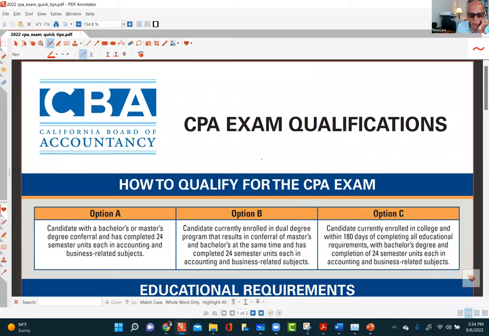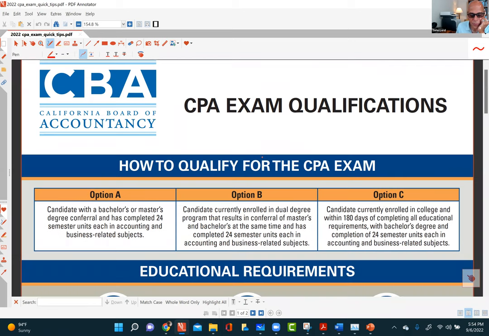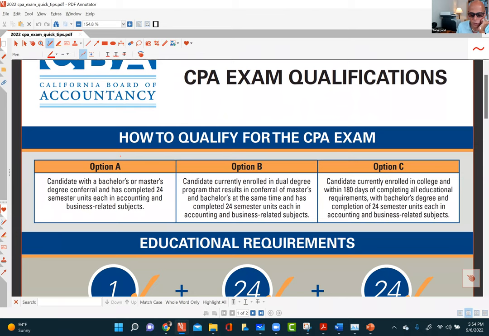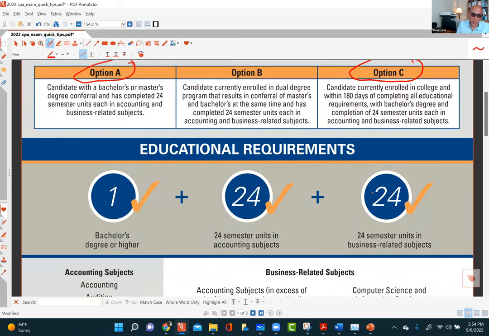Okay, and let's look at the requirements to sit for the exam. Now there are three options. The options that are relevant to us are going to be either option A or option C. If you have completed a bachelor's, and that bachelor's has 24 semester units in accounting and 24 semester units in other business-related classes, and I'm going to show you down here in a second the nature of the classes that would help you meet those requirements, then you are eligible to sit for the exam, and you should register to sit for the exam tomorrow, okay?